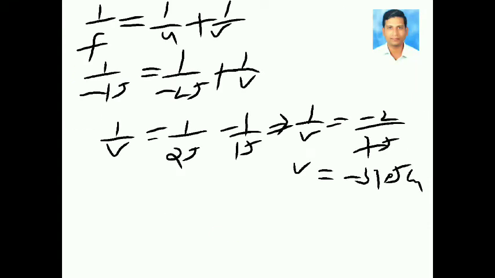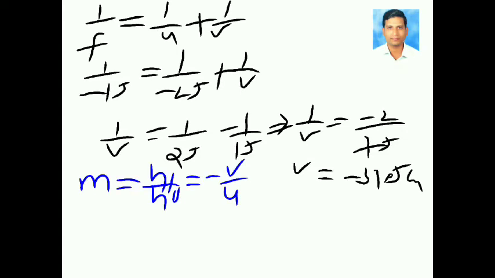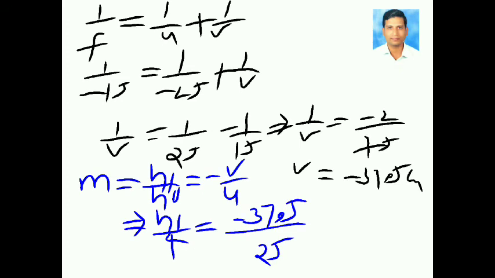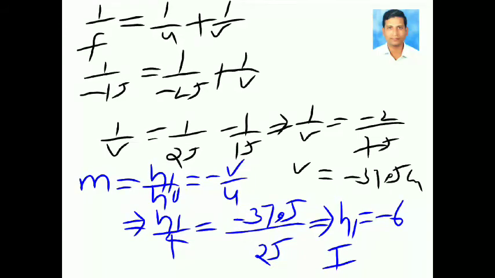Now for the image size, we know the magnification m is equal to hi by ho equals minus v by u. Substituting ho, v, u values in this equation, therefore hi by 4 is equal to minus 37.5 by 25. Finally hi is equal to minus 6. The image is an inverted and enlarged image.